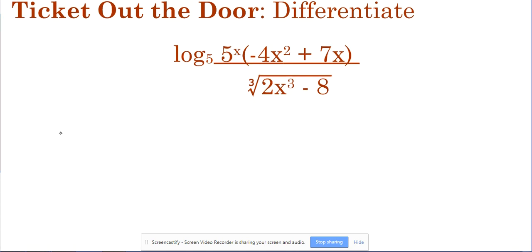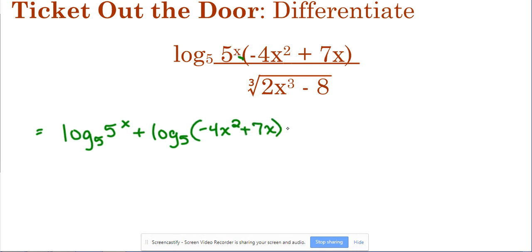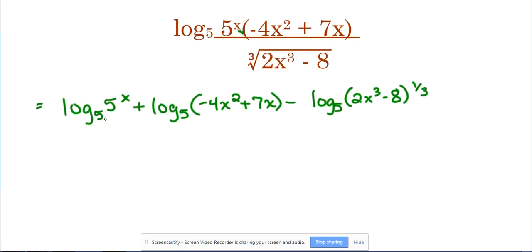All right, so we got to rewrite this. Let's start with our properties of logs. So log base 5 of 5x plus, because this is a product right here, log base 5 of negative 4x squared plus 7x minus log base 5 of 2x cubed minus 8 to the 1/3. All right, now there's a reason why I left it as log base 5, because this expression right here, log base 5 of 5 to the x, you guessed it, it's equal to x.